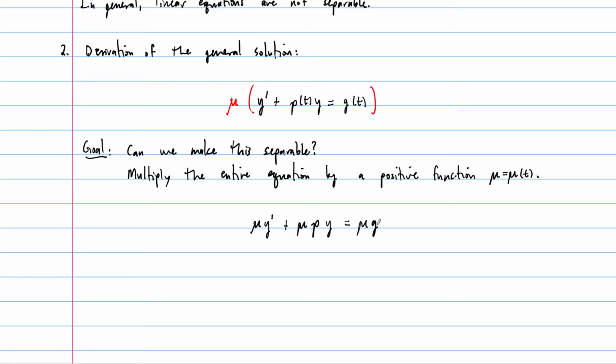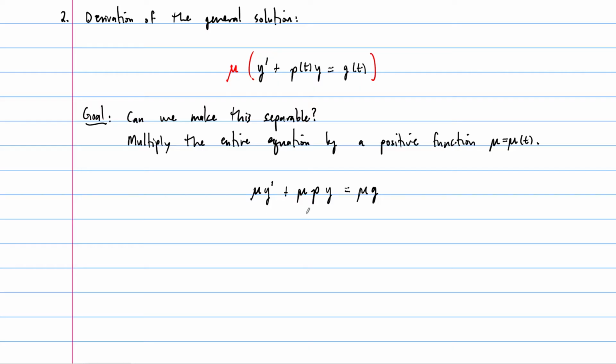At this point, we would really like this left-hand side to be the derivative of some function that we can write down, since everything on the right-hand side is a function of t. And we notice that this term right here, and then part of this term, looks kind of like it could be a product rule. We have a y prime plus something times y.